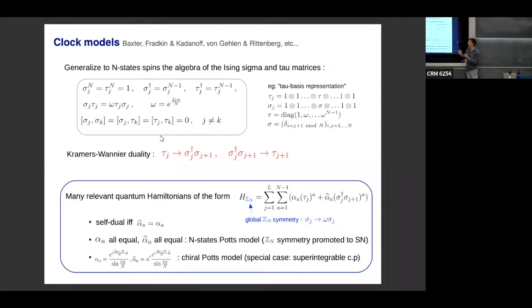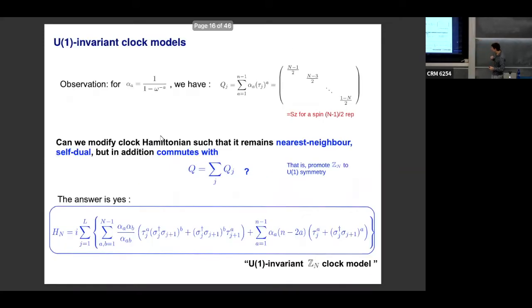So another way to say it is that this conserves magnetization only modulo n originally. Other questions? So yeah, we want to promote this symmetry modulo n to an actual conservation law. And we want to do it remaining nearest neighbor, because we want to keep things simple. And also we want a self-dual Hamiltonian, and the motivation for this will become clear in the next slide.